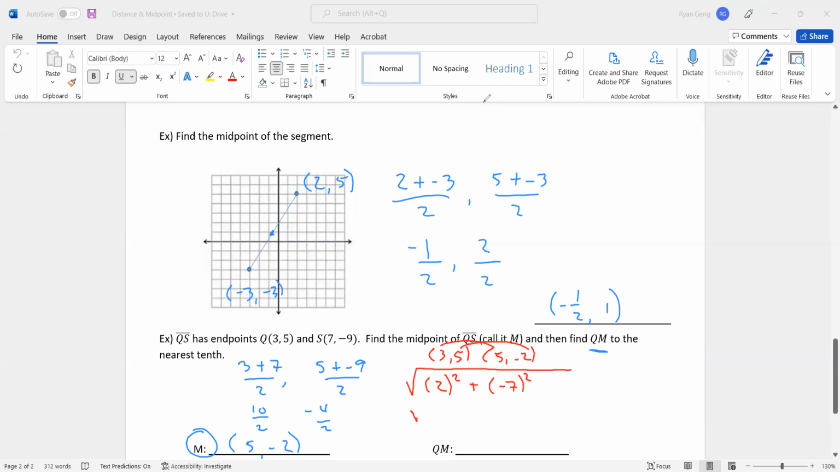And now I'm just going to do that. 4 plus 49 is 53. So the square root of 53 is the distance. And I said to the nearest tenth, so I'm just going to type that in the calculator. Square root of 53 is going to be 7.3. Okay. All right, almost done.